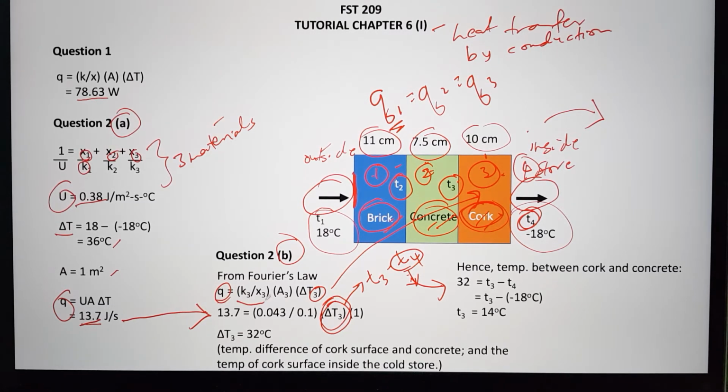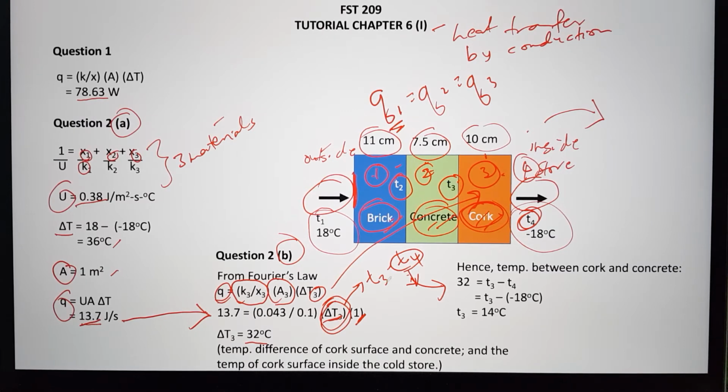This K3 over X3 has been given to you, so just plug in the values. The area A3 is 1 meter squared, because the surface area of any material is the same. The only unknown that we want to calculate is delta T3. After you have calculated, you should get the value of 32 degrees Celsius. This will be the temperature difference.